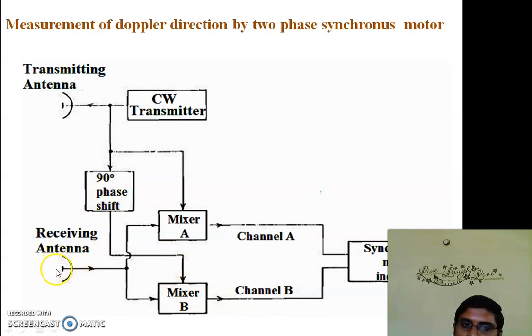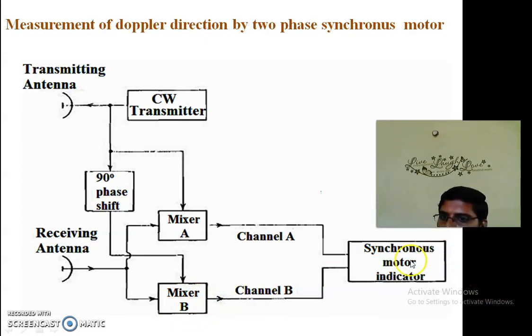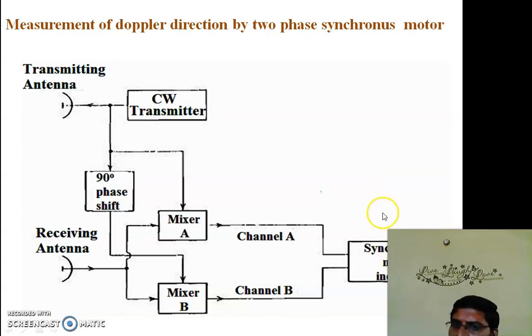Here the received echo signal is given to both mixer A and mixer B. The output of mixer A is given to channel A, and the output of mixer B is given to channel B. Here is the synchronous motor indicator. By using this synchronous motor indicator, you can find whether the Doppler frequency shift is plus or minus. There is also some mathematical calculation, which I will explain.